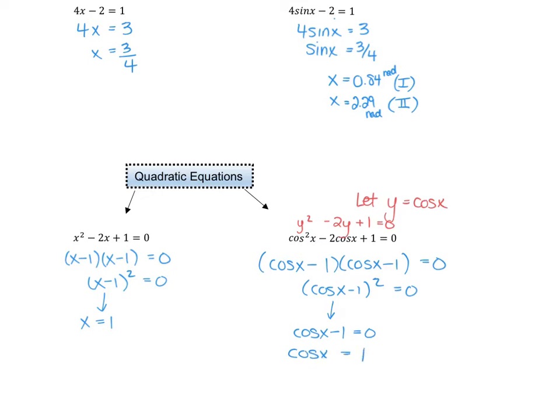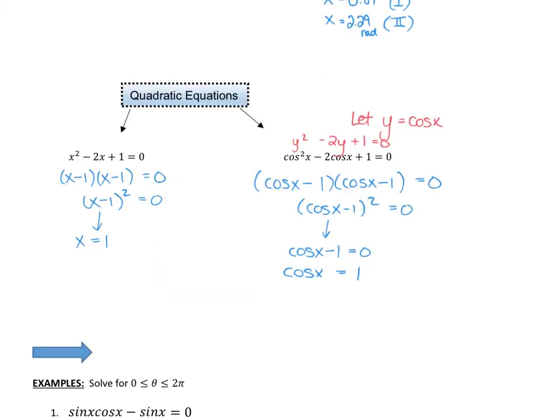Cos x equals 1. Okay, so we've isolated our trig function, and now we need to actually go ahead and solve for x. So remember, cos x equals 1 comes from our unit circle. Cos x equals 1 at this point over here, the x value. So our answers here for x, if we were looking at one rotation, would be 0 and 2 pi. And that's where the domain in the question is going to be important. 4 pi would also be an answer, 6 pi, and so on.